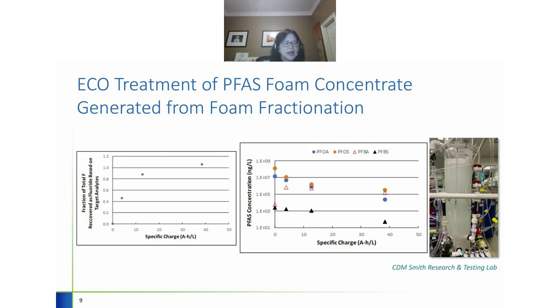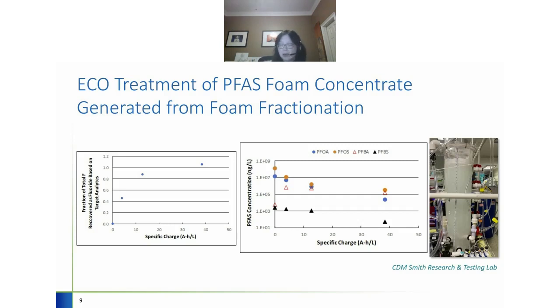This slide shows the results of using electrochemical oxidation (ECO) to destroy PFAS in the PFAS concentrate after the tertiary foam fractionator. The left chart shows the recovery of fluoride as a direct indication of PFAS destruction. The chart on the right shows the concentration decrease with time. Within 24 hours, it shows 3 logs of reduction for PFOS and PFOA, and nearly 2 logs of reduction for PFBS. PFBA shows an increasing trend and then declines as it goes.